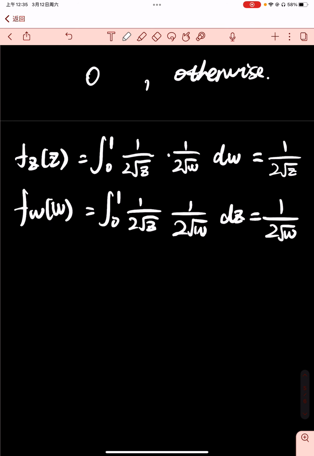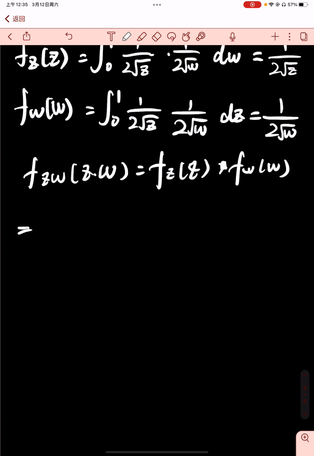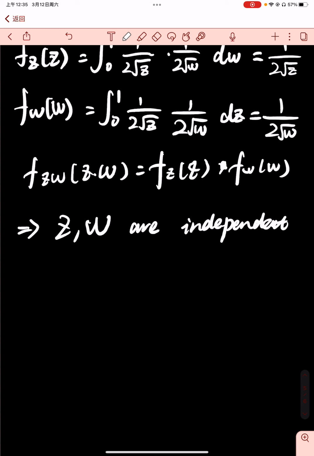We can obviously see that the joint density of Z and W is equal to the density of Z times the density of W. So we can conclude that Z and W are independent, which means the original x squared and y squared, these two random variables, are independent.